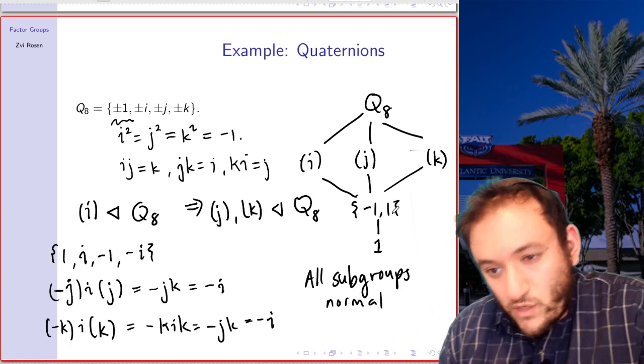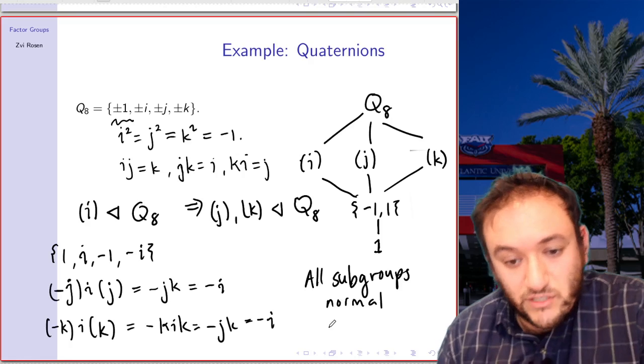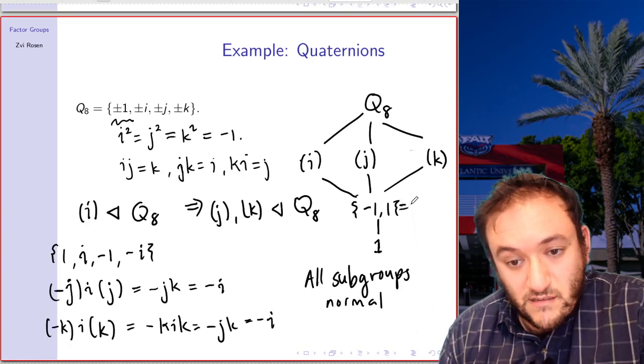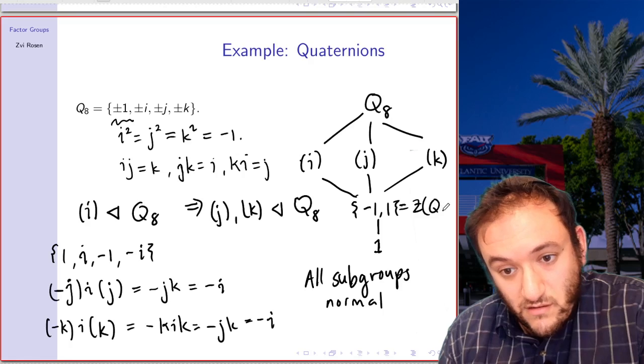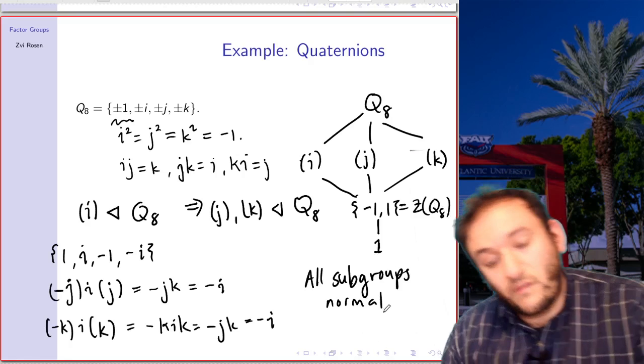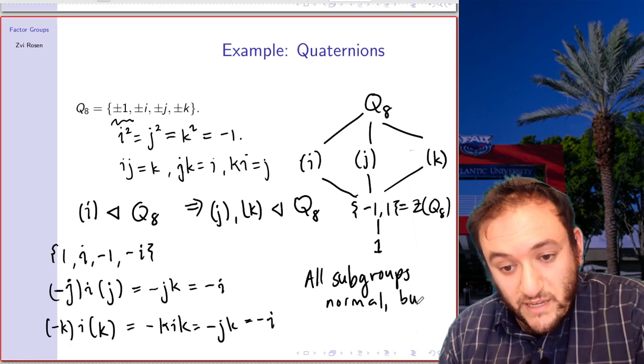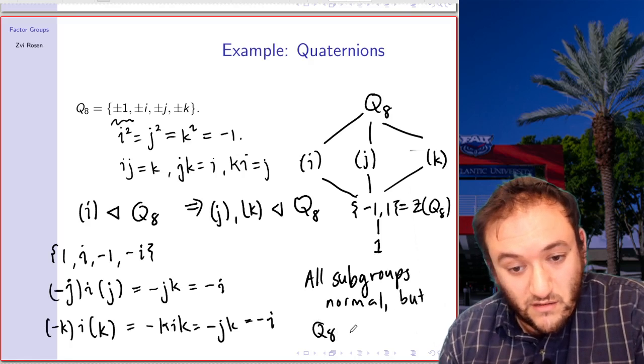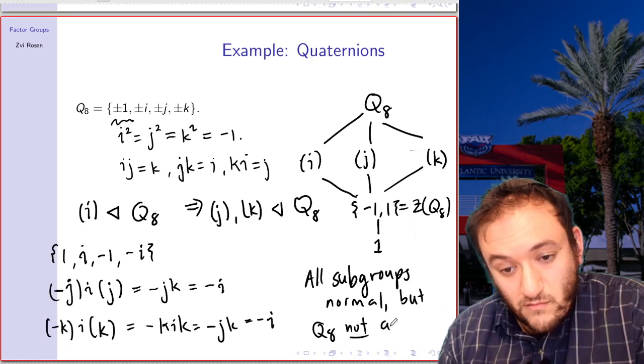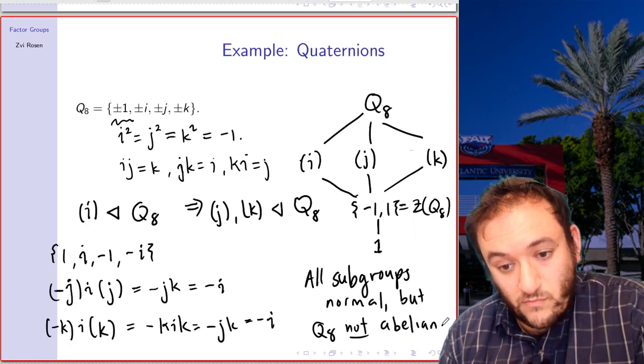And minus 1 and 1 commutes with everything, so we don't have to check that. This is the center of Q8. All subgroups are normal, but Q8 is not abelian.